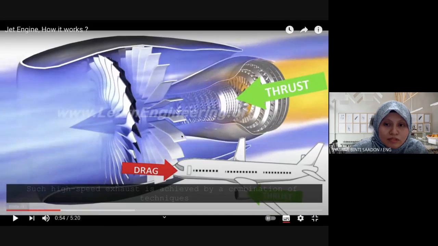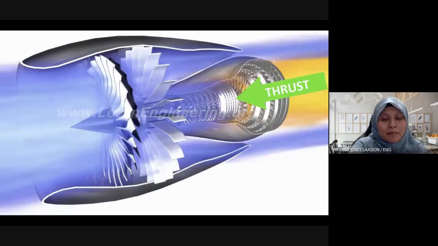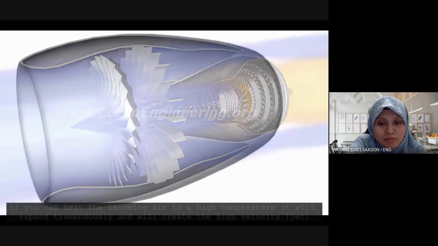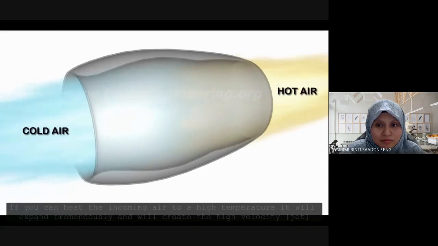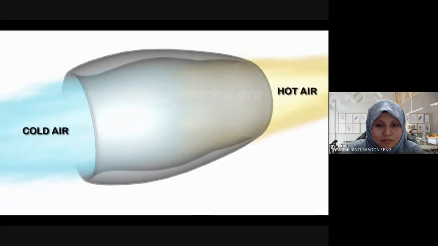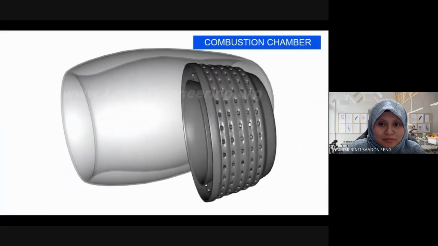Okay, so we have thrust, the Newton's law, the principal law, and the direction, opposite direction, thrust, right. Exhaust is achieved by a combination of techniques. If you can heat the incoming air to a high temperature, it will expand tremendously and will create the high-velocity jet. For this purpose, a combustion chamber is used.